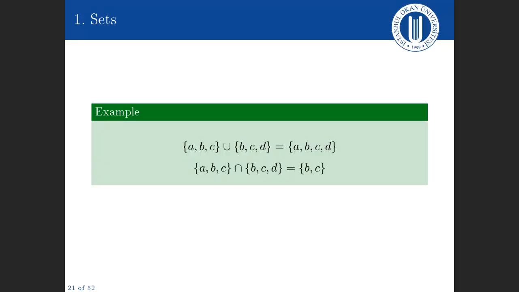So for example, the union of A, B, and C and B, C, and D is A, B, C, and D. We take everything which is in the first set, that's A, B, and C, and also everything which is in the second set. We've already counted B and C, so we also need D. The intersection of these two sets is the things which are in both of them. A is in the first set, but not in the second set. D is in the second set, but not in the first set. We're left with B and C.